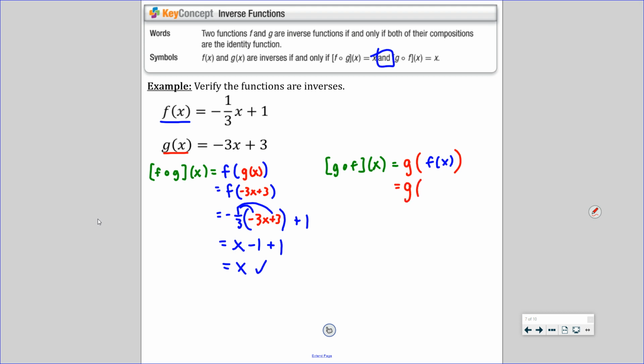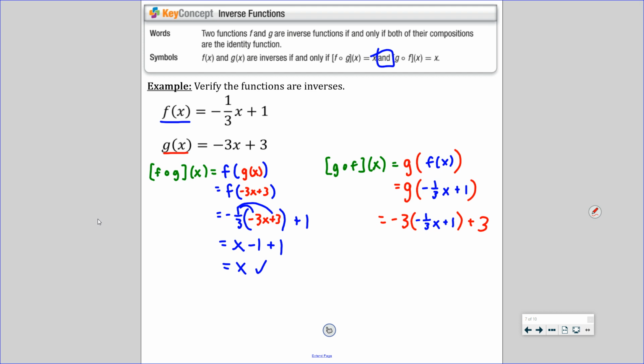Okay, so this time we have to plug f into g. All right, g is negative 3x plus 3. So I'm going to plug in f. Equals x. Okay, now, if you're working ahead of me, it does equal x.